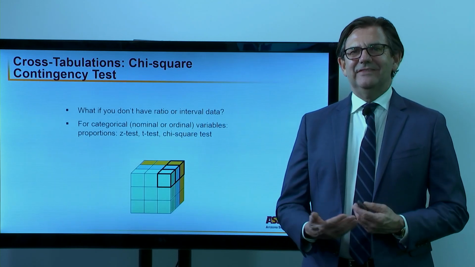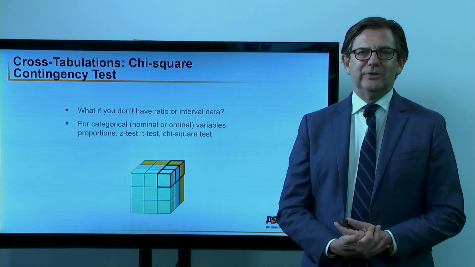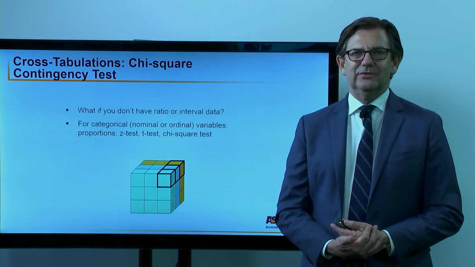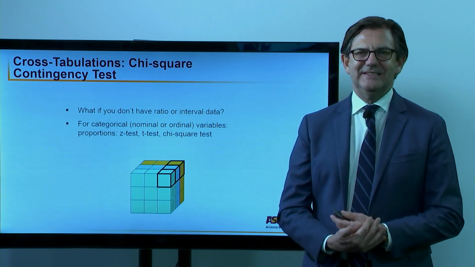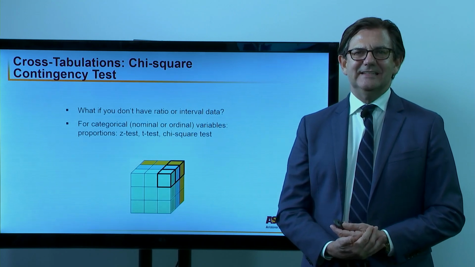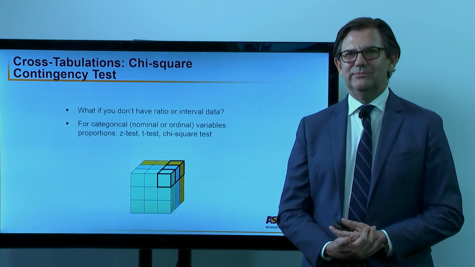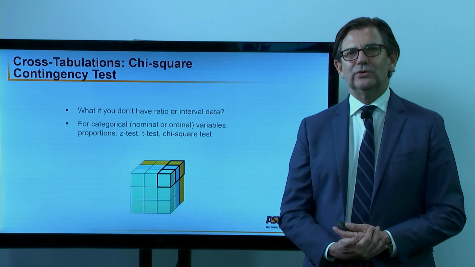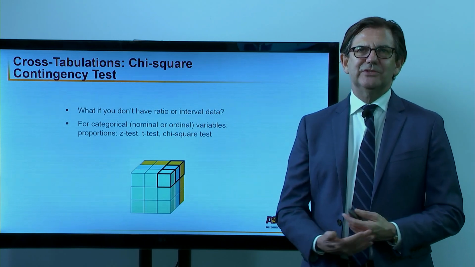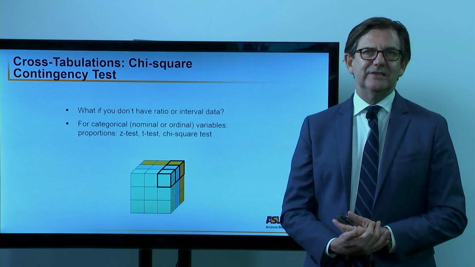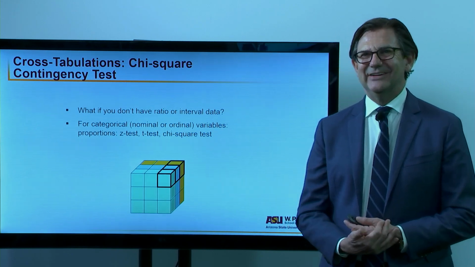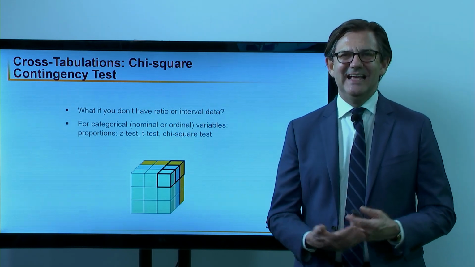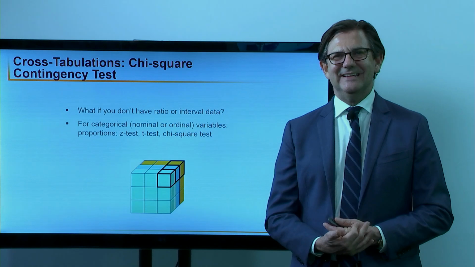What if we have categorical type data, nominal or ordinal variables? Well, we do need to do a proportion test here and test if proportions are different or if they are above a certain threshold level. Now, we have three possibilities of how to test that. We can use a z-test, a t-test or a chi-square test.